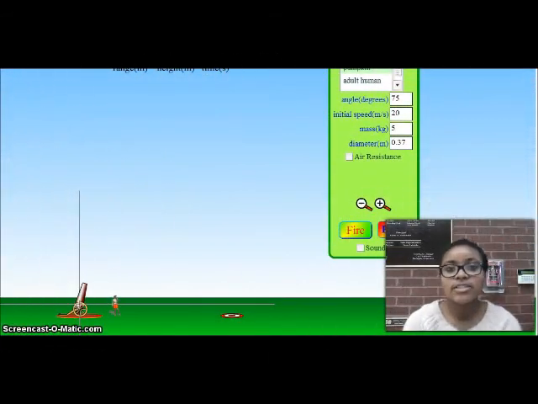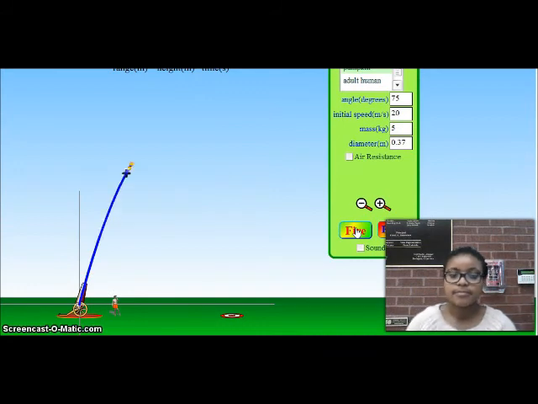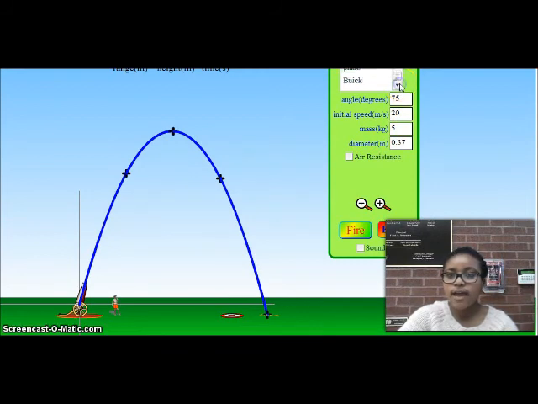Part 3. The effect of variations on mass and air resistance on projectile trajectory. Next, we are going to show that the mass of an object does not affect its trajectory when air resistance is not taken into consideration. First, we are going to fire a pumpkin with a mass of 5 kilograms. And next, we are going to fire a Buick with a mass of 1,000 kilograms. As you can see, the trajectories are the same.